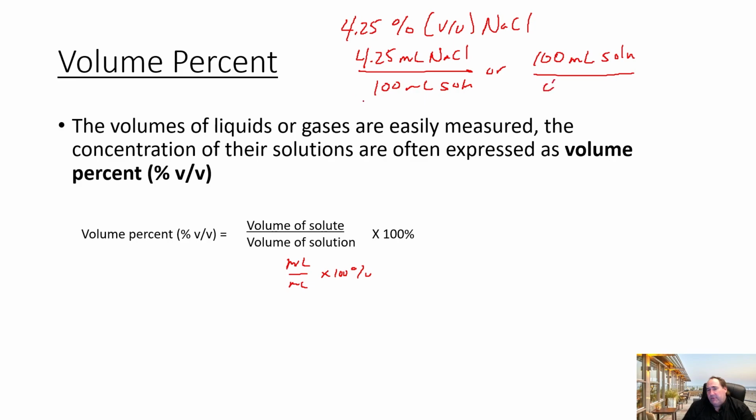In 100 milliliters of solution, you would have 4.25 milliliters of sodium chloride. And again, that is a way you could make a more dimensional analysis approach if you wanted to, and use them as a conversion factor.